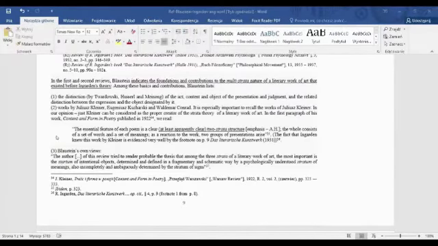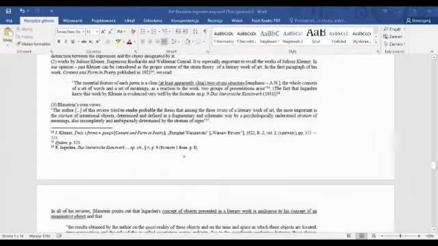And Blaustein writes in the review: the author of this review, it means Blaustein, tried to render probable the thesis that among the three strata of a literary work of art, the most important is the stratum of intentional objects, determined and defined in a fragmentary and schematic way by a psychologically understood stratum of meanings, also incompletely and ambiguously determined by the stratum of signs.